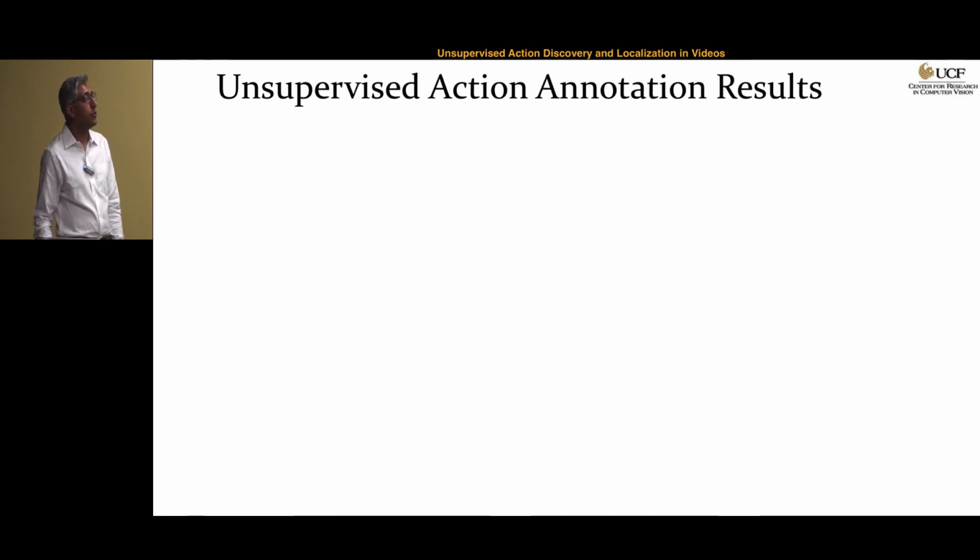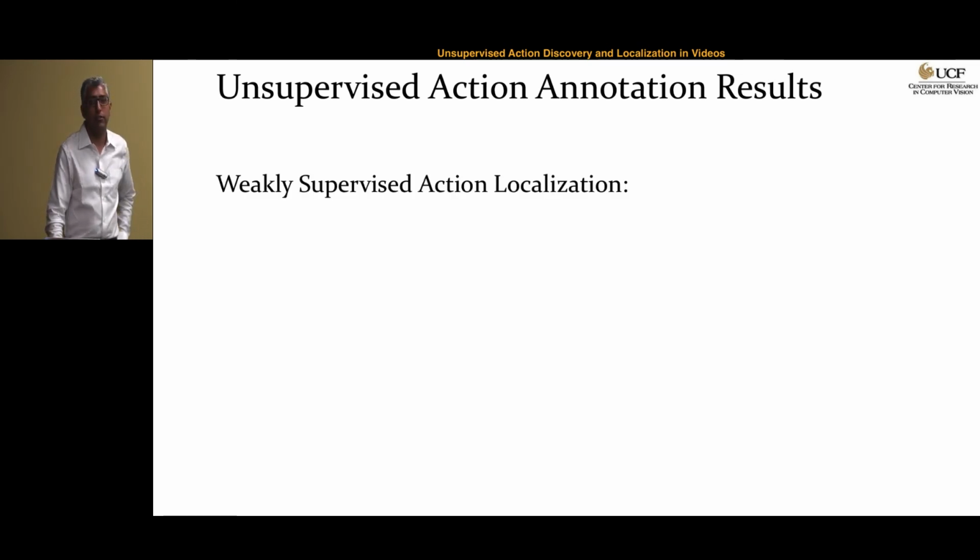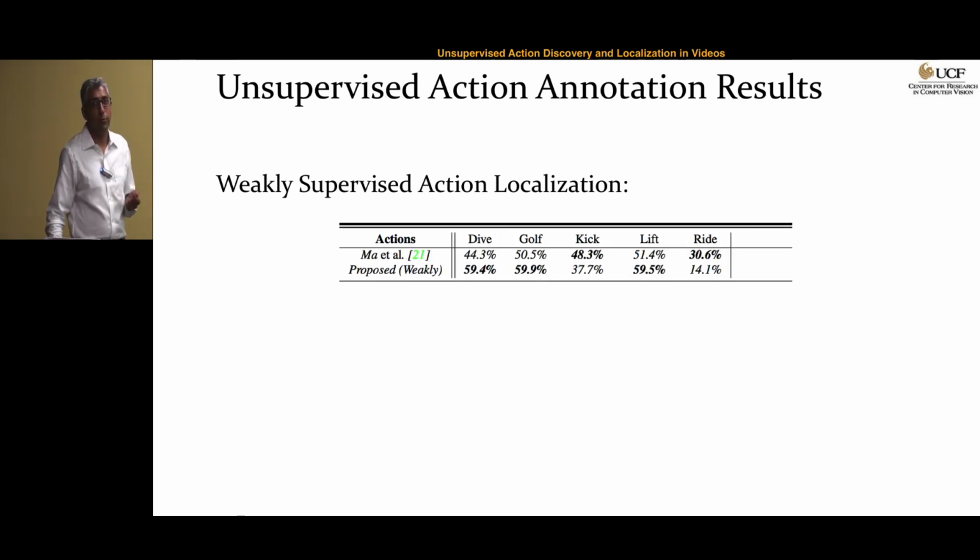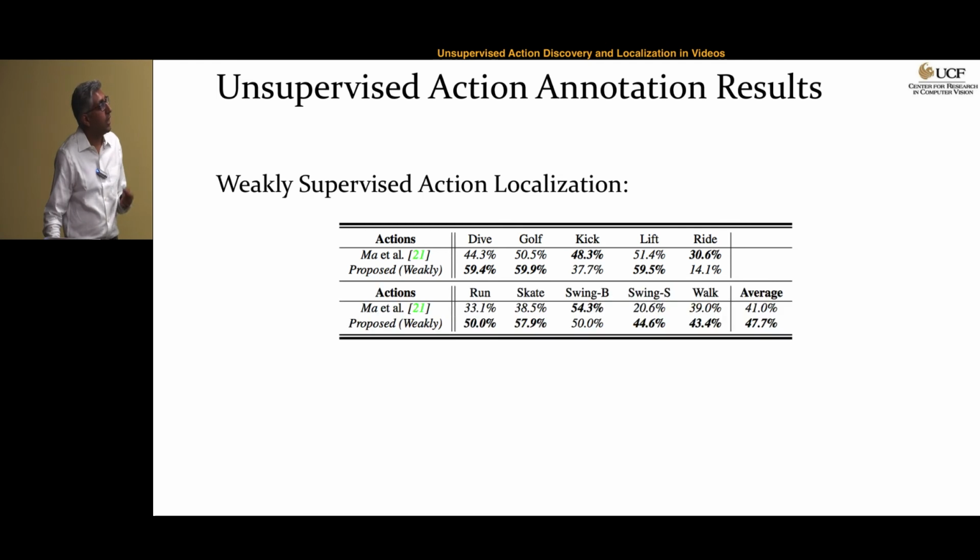Next, we want to look at how well we have annotated these actions in our training videos. So here we propose a weakly supervised action localization approach. So what we say is that, let's say we assume we have perfect video class labels. We just want to look at the performance of our annotation to see how well we can localize these actions in testing videos. So here we are showing the results on UCF Sports. We compare to an existing weakly supervised approach and show results on the first 5 actions on UCF Sports, and here the next 5 actions. And on average, we perform about 6% better than this weakly supervised approach.